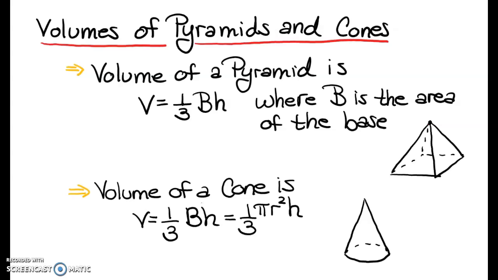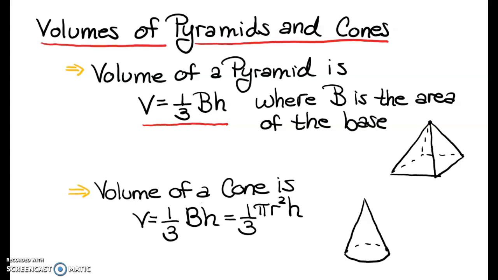In this video, we're going to take a look at finding the volumes of pyramids and cones. So let's start off with a pyramid. The volume of a pyramid is V equals 1/3 times the area of the base times the height of the pyramid.